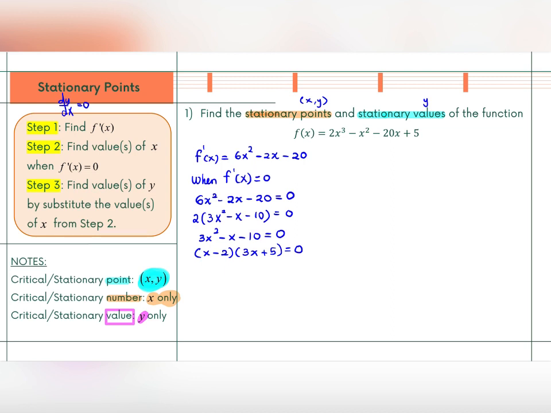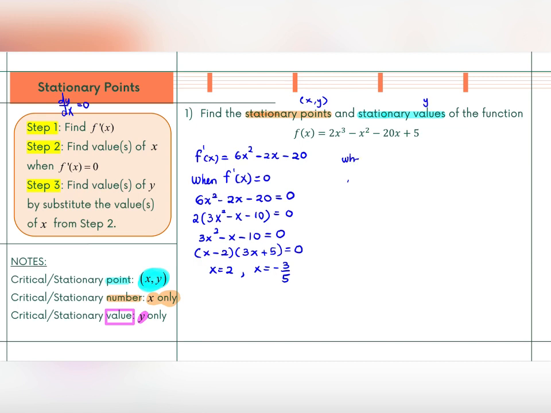Okay. Alright, next. Value of x yang kita akan dapat adalah x equals to 2 and x equals to negative 3 over 5. So, this is the critical number. Nampak tak? Value of x sahaja adalah critical number. So, Alan bukan nak critical number. Dia minta points dan juga stationary values. So, kalau points, kita perlukan value of y.